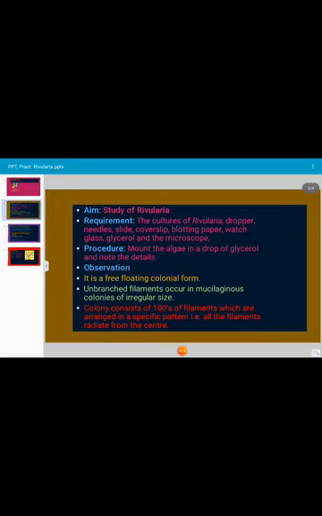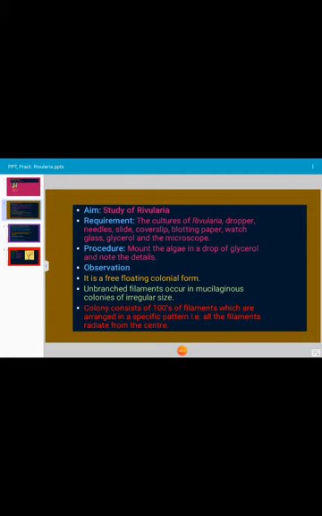Today's topic for discussion is a practical protocol of algae, and the aim of today's practical is the study of Rivularia. Rivularia is the name of an alga. Let us see about the practical. The requirement of the practical is that we need the culture of Rivularia.